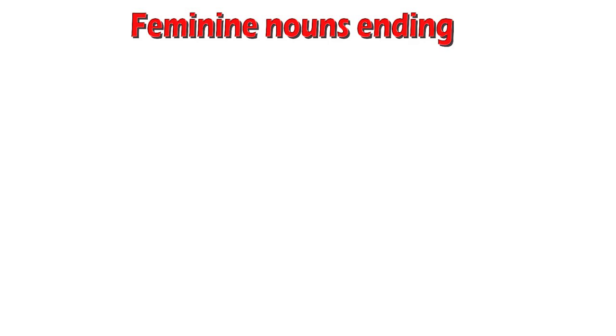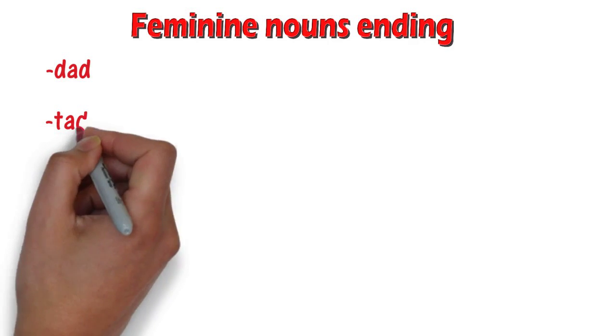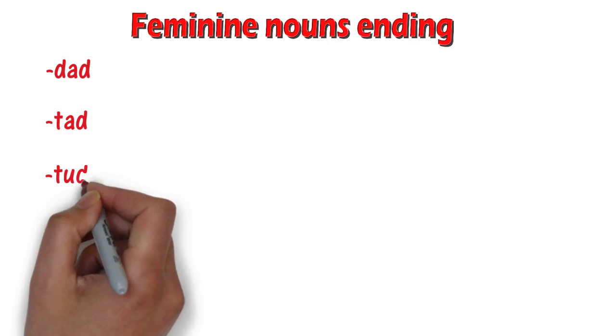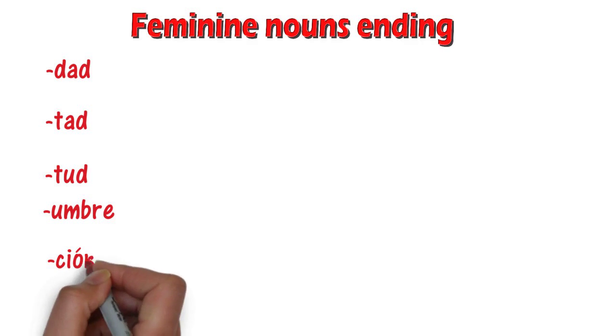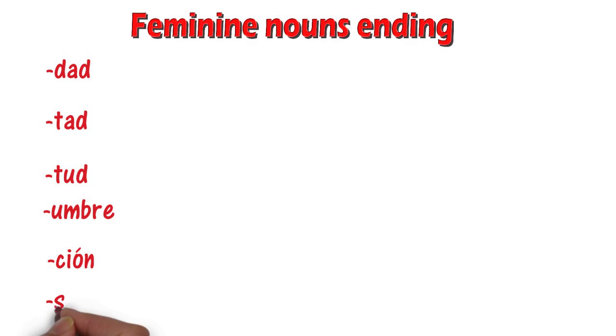All nouns that end in dad, tad, tud, umbre, ción, and sión with the s are feminine nouns.